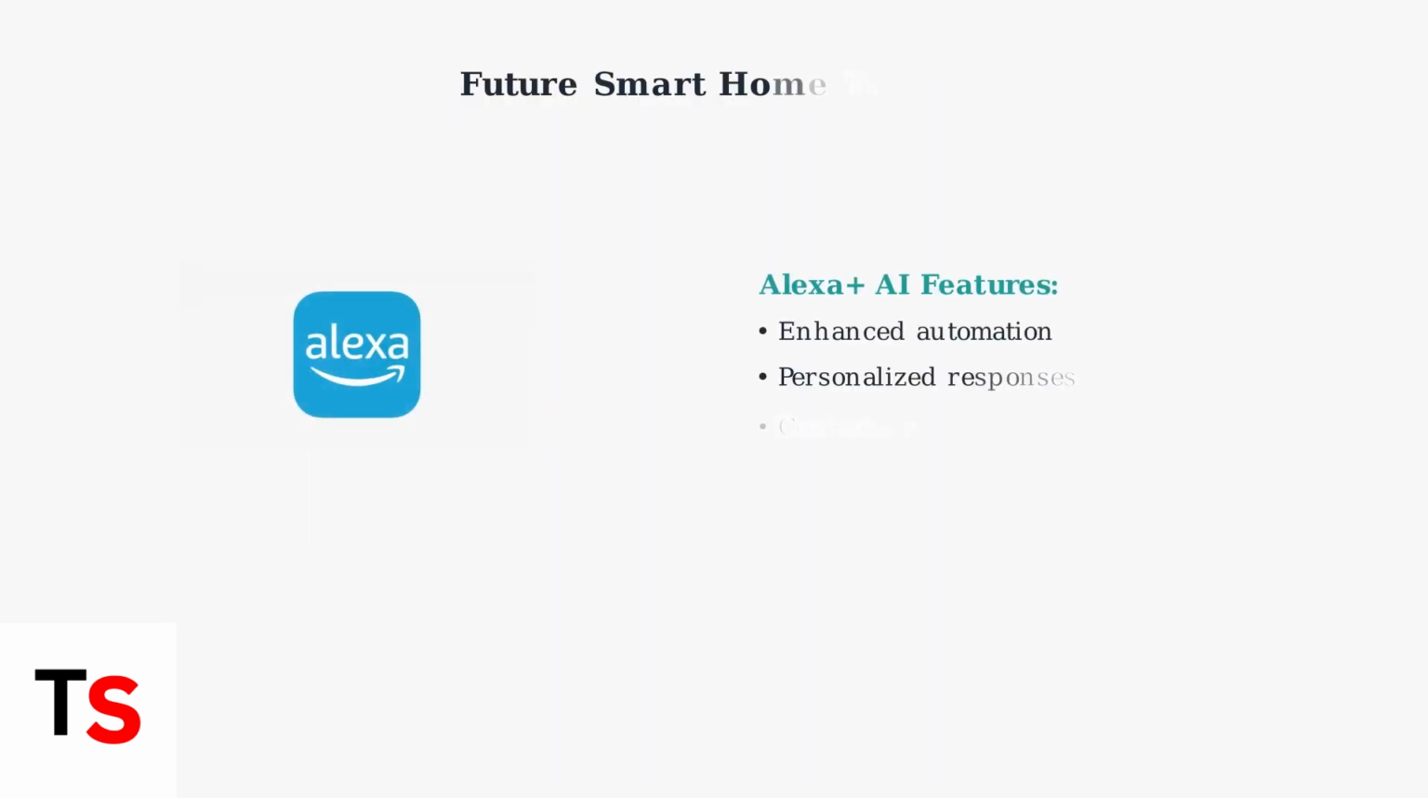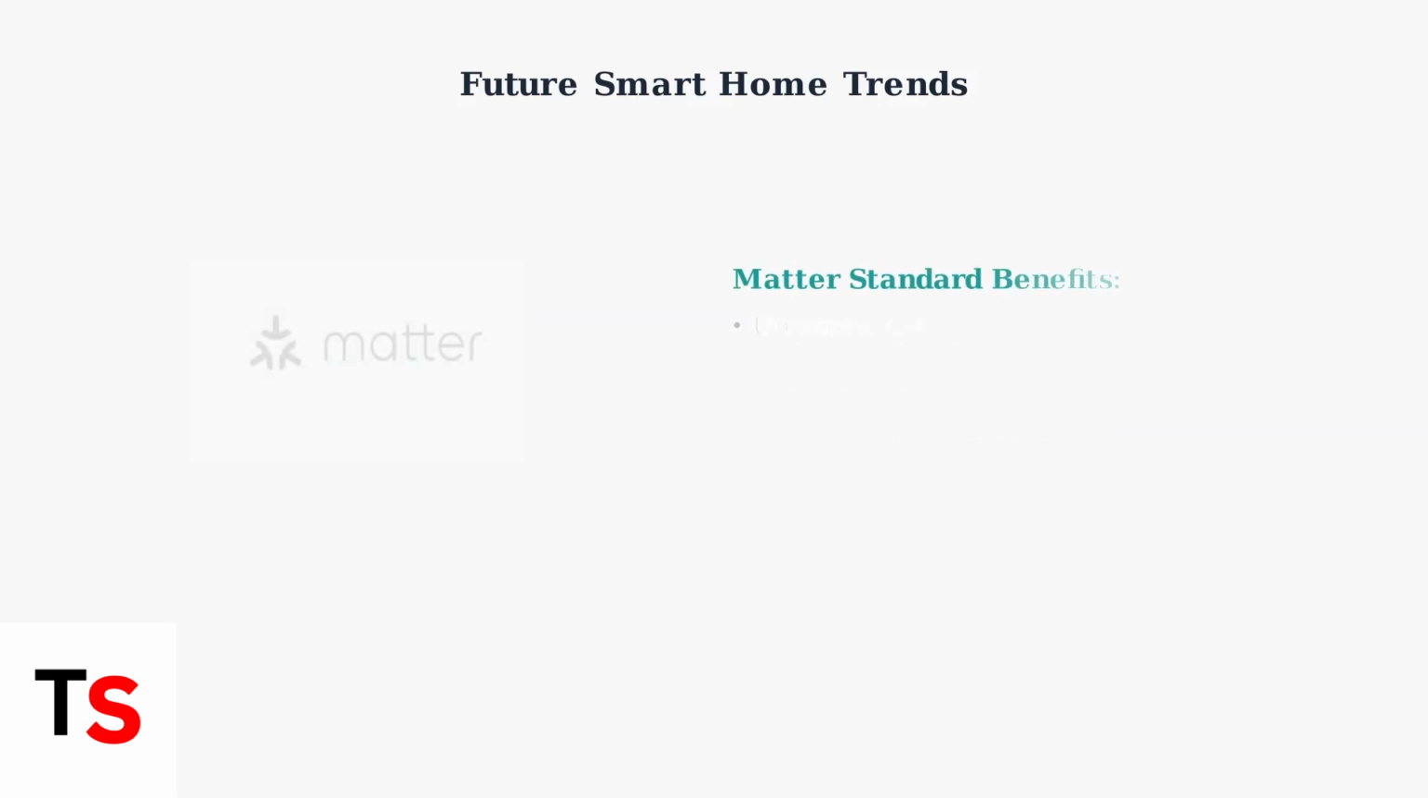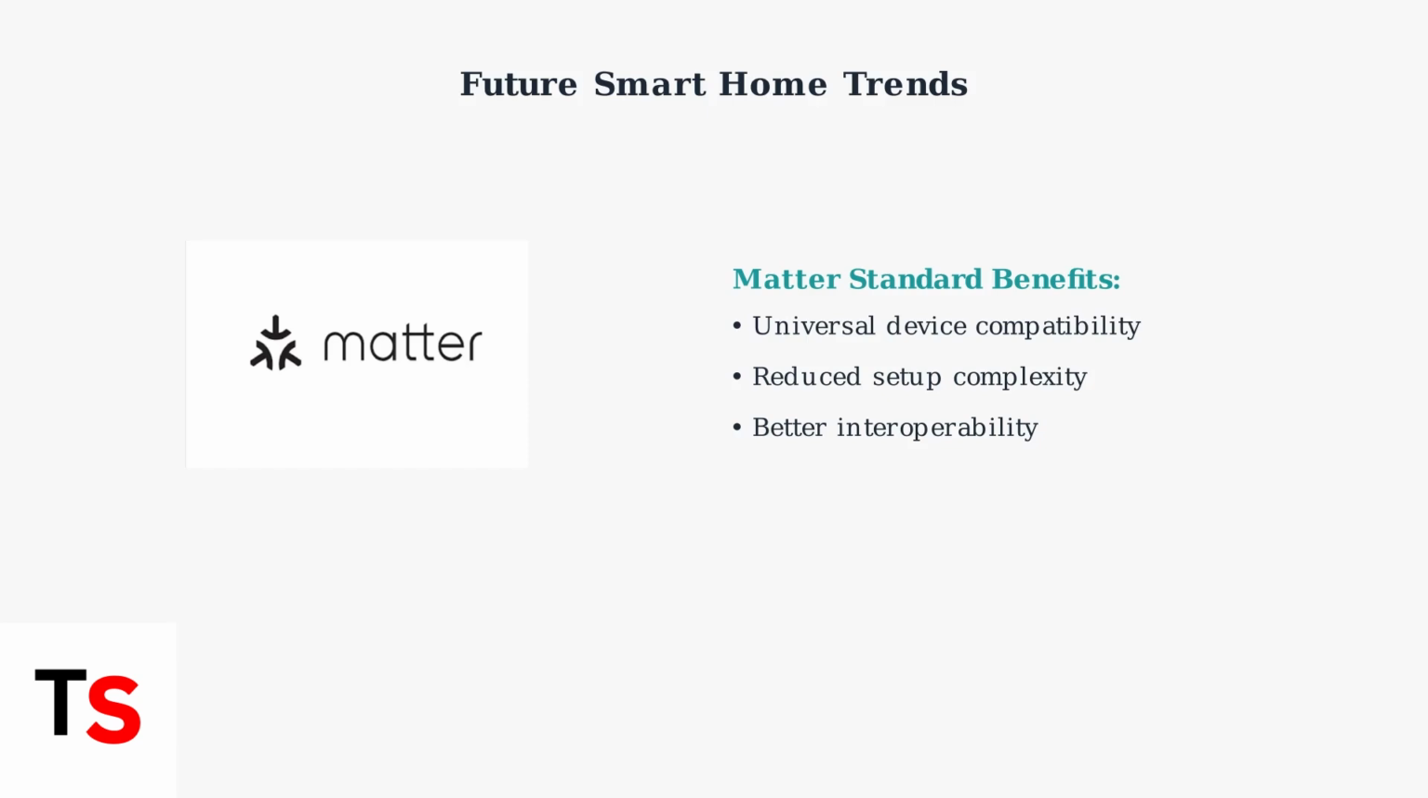Looking ahead, Amazon's Alexa Plus brings AI-powered enhancements that promise more seamless smart home experiences with improved Ring integration and personalized automation. The Matter standard is revolutionizing smart home compatibility. This universal protocol allows devices from different manufacturers to work together seamlessly, reducing integration issues.